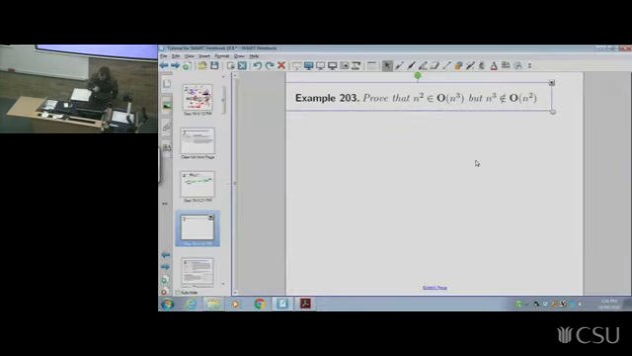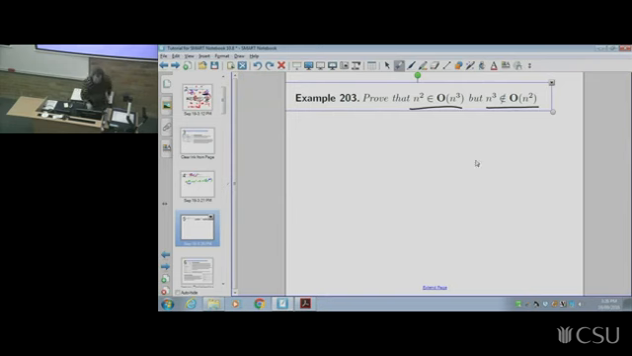Okay. So let's try to prove formally that n squared is in Big O of n cubed, which is effectively a way of saying that n squared grows slower or at the same speed as n cubed. And secondly, that n cubed is not in Big O of n squared. So n cubed doesn't grow slower than n squared. Effectively, that means n squared grows strictly slower than n cubed.